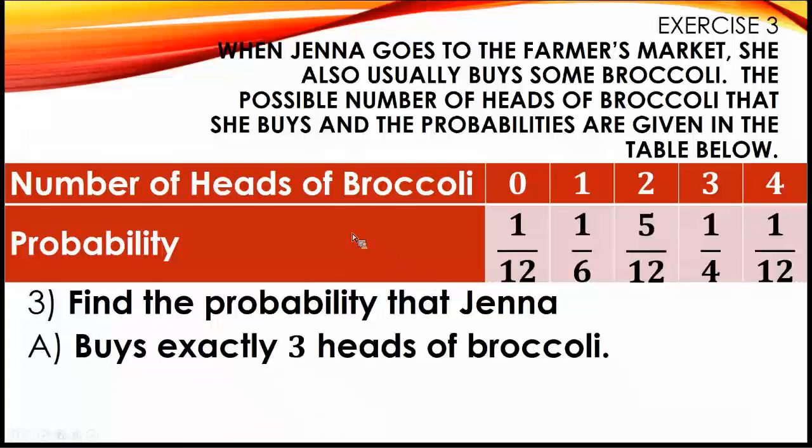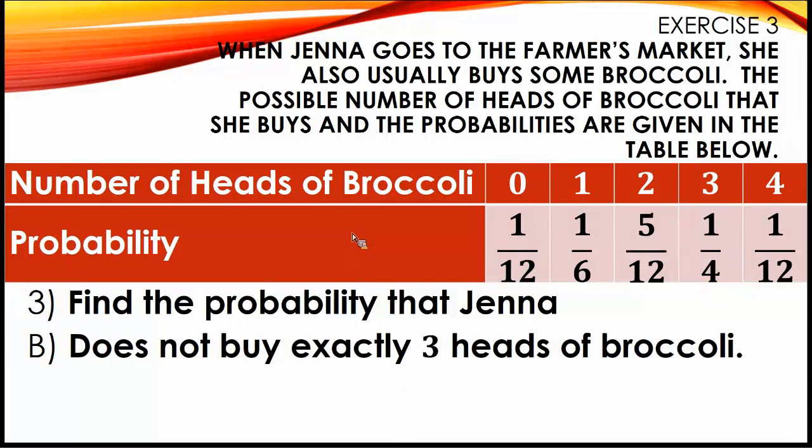Exercise 3. When Jenna goes to the farmer's market, she also usually buys some broccoli. So the possible number of heads of broccoli that she buys and the probabilities are given in the table below. So the number of heads of broccoli and the probability for each one. So for part A, find the probability that Jenna buys exactly 3 heads of broccoli. Well, it's 1/4. We look at the table and that value is given to us.